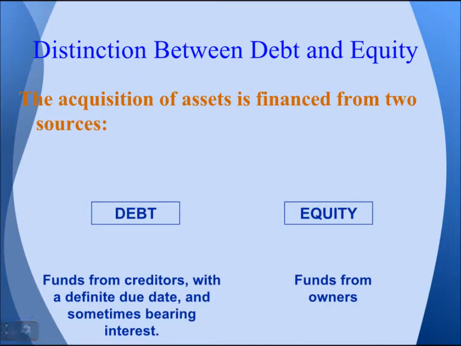Distinction between debt and equity. The acquisition of assets is financed from two sources, debt and equity. What is debt? Debt is the funds from creditors with a definite due date and sometimes bearing interest. What is equity? Equity is funds from owners.